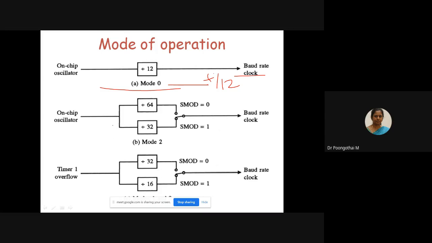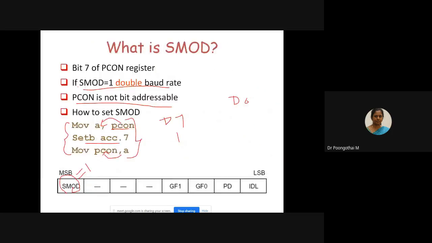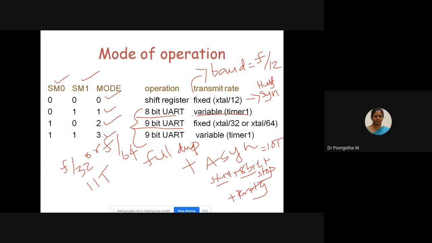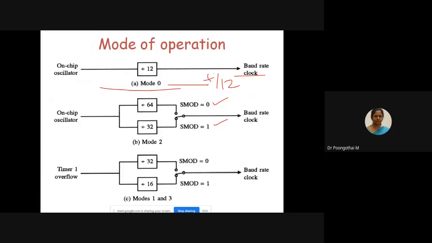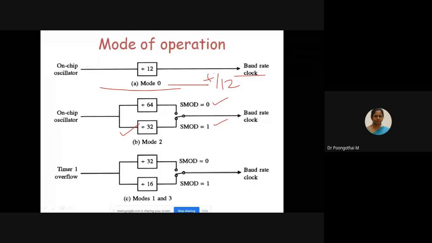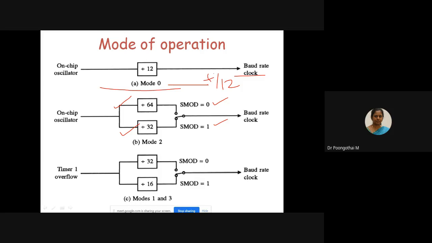And the next one is mode 2. This diagram explains mode 2. It depends on SMOD 0 and SMOD 1. Here you can see mode 2 is a fixed one. It's not a variable baud rate. External oscillator frequency divided by 32, or external oscillator frequency divided by 64. So based on SMOD being 1, it is divided by 32 or divided by 64. Mode 1 and mode 3 are very similar.